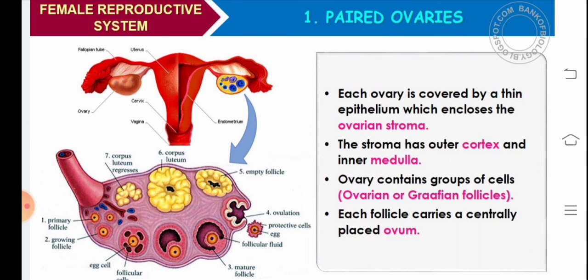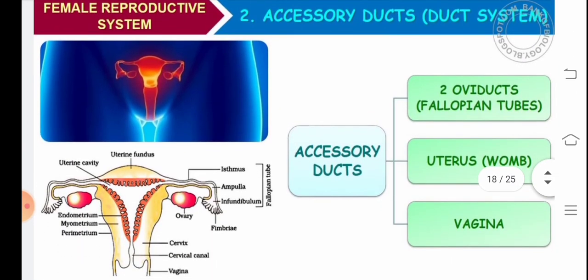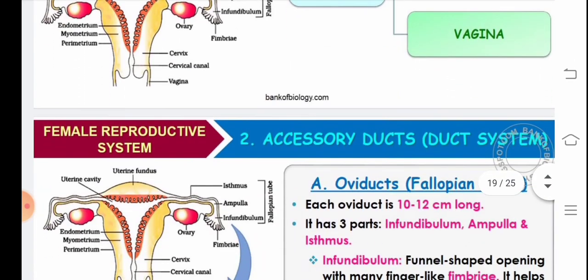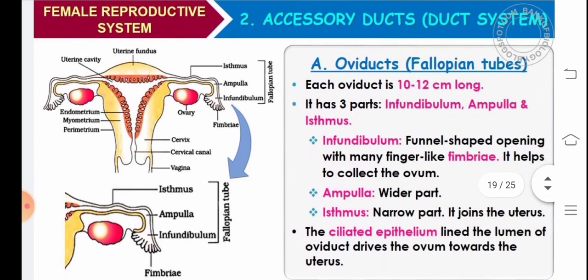Let us talk about the next part, that is accessory ducts. The accessory ducts include three regions: the oviduct or fallopian tubes, the uterus or womb, and one more, the vagina. So next we'll discuss the oviduct, that is the fallopian tube.